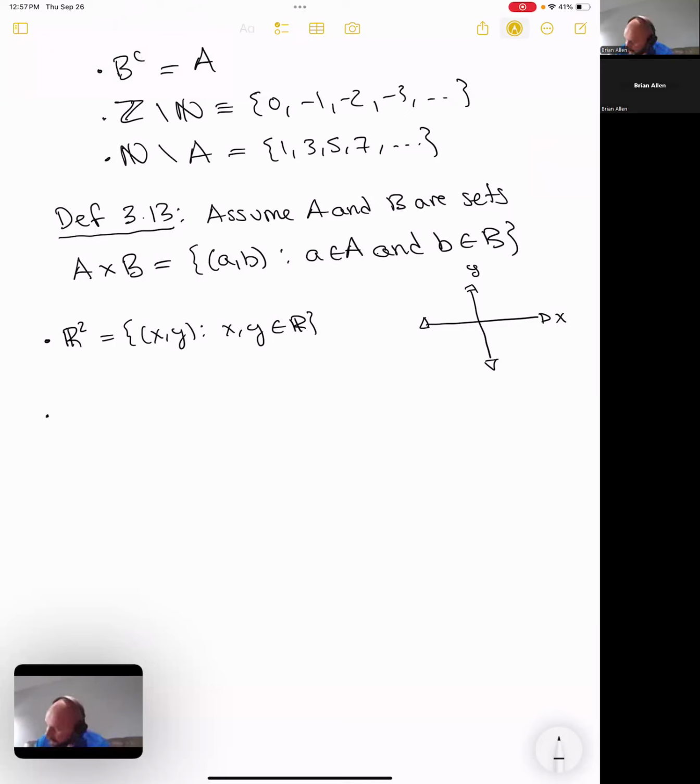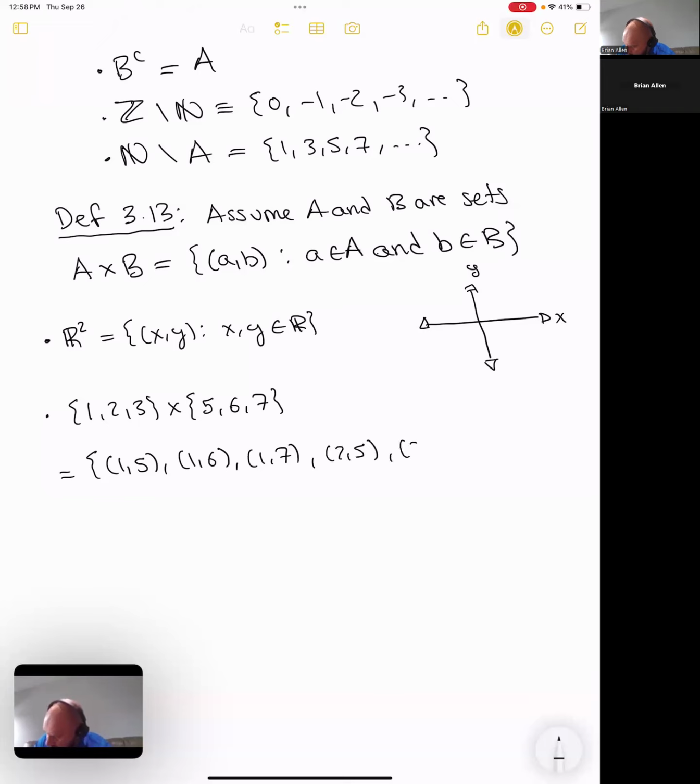So for instance, if I want to do the Cartesian product of {1, 2, 3} with the set {5, 6, 7}, then I can list out the elements here as a set containing (1, 5), (1, 6), (1, 7), (2, 5), (2, 6), (2, 7), and (3, 5), (3, 6), and (3, 7). Okay, just to give you an idea of what's going on here.